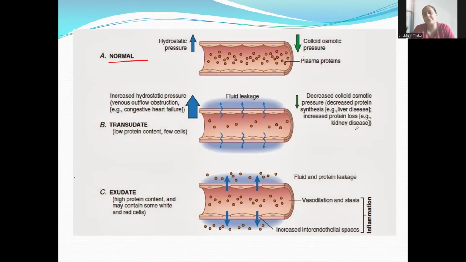Now, protein loss should be increased, so the patient is having a kidney disorder. Like in the exudative, high protein content should be increased, and fluid protein leakage is also there. Vasodilation and stasis is there. Here, vasodilation means the capillaries are dilated and the endothelial spaces increase. So with these two, inflammation is started in the patient. So it is low protein content here, and here it is high protein content. Okay, so the main difference is this.